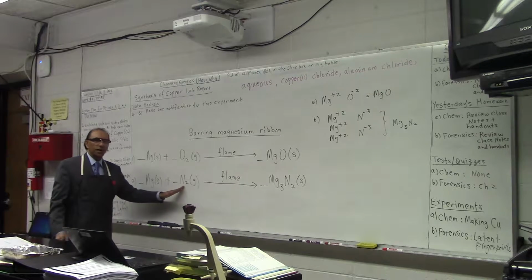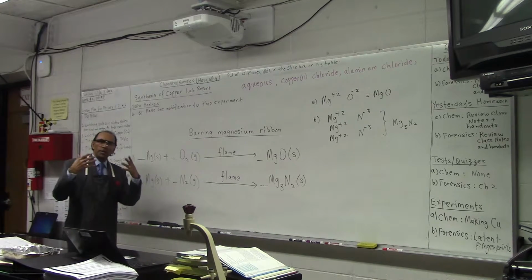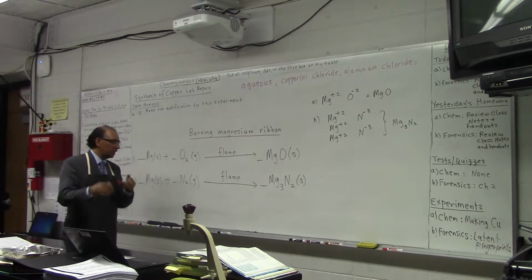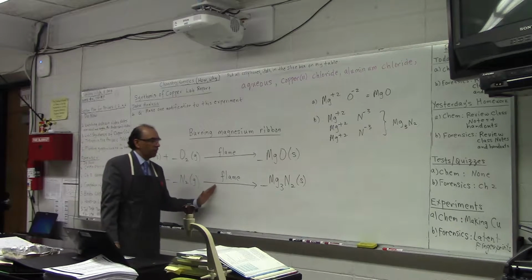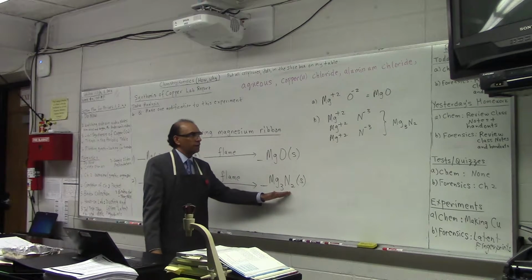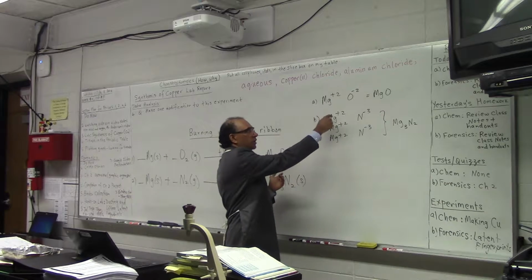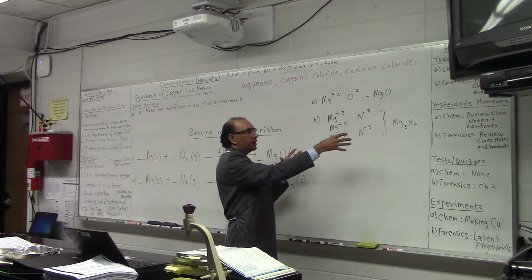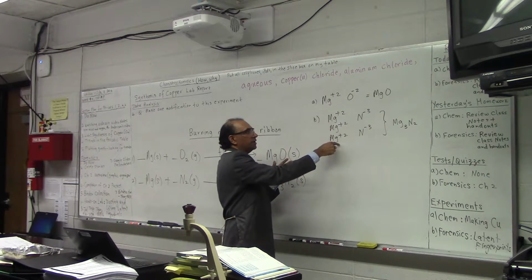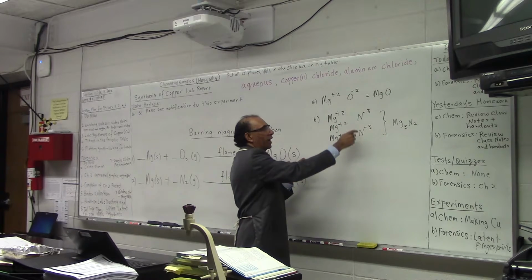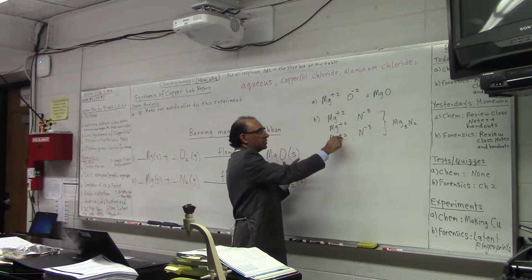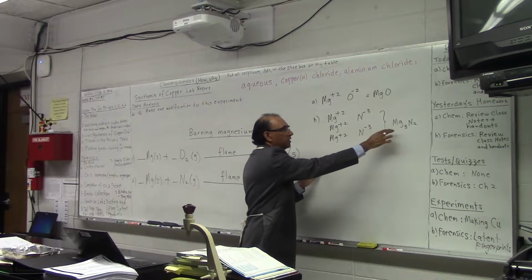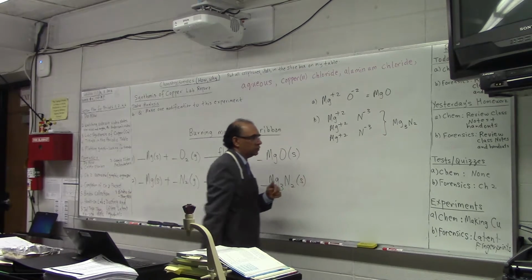Magnesium also reacts with nitrogen gas in the atmosphere. Remember, the atmosphere is almost 80% nitrogen gas. In the presence of flame, you get magnesium nitride. Here again, you can have a discussion about the actual formula for magnesium nitride. You have 3 magnesium 2+ ions and 2 nitride ions, you balance the 6 pluses with the 6 negatives, and you end up with the formula Mg3N2.